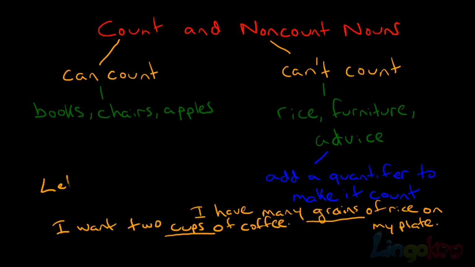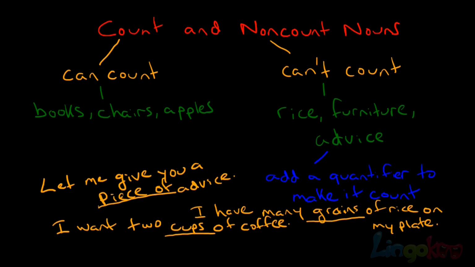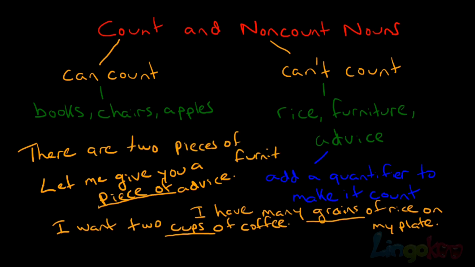Or let me give you a piece of advice. Okay, piece of makes advice go from non-count to countable, or there are 2 pieces of furniture in the room. And again, here by saying piece of, we can make a non-count noun such as furniture count.